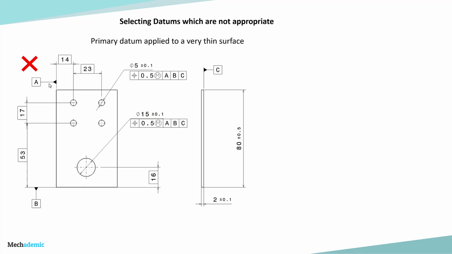If you see the datum scheme, primary datum feature A is this thin surface, datum feature B is this bottom thin surface, and then datum feature C is the large surface. So instead of datum feature C being the large surface, datum feature A should be replaced with datum feature C, and datum feature C should be datum feature A. There are position controls given for these holes, which are controlled based on the datum reference frame. So the selection of datum feature is very important.